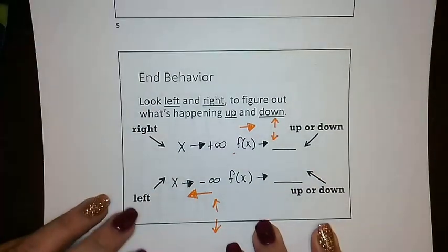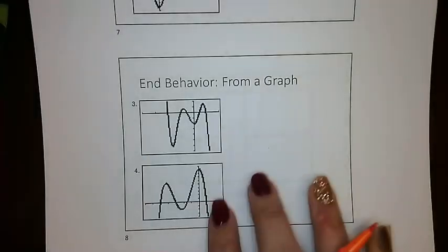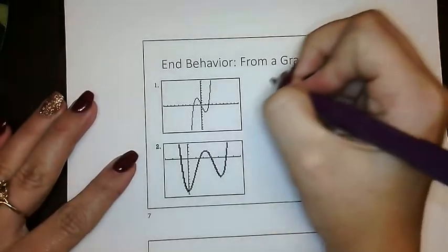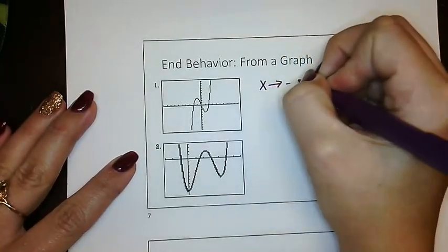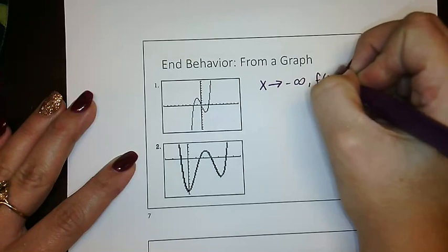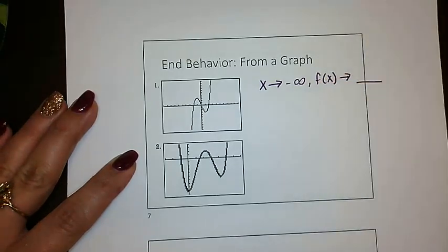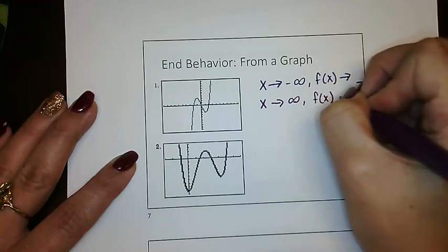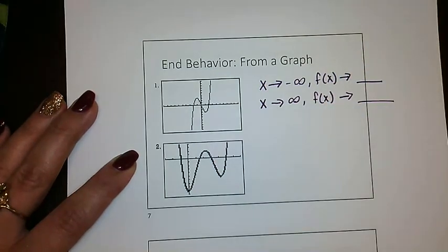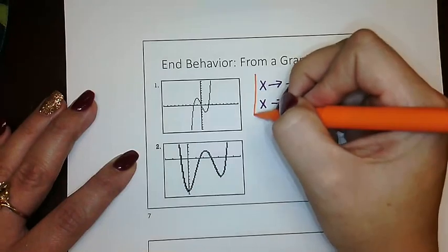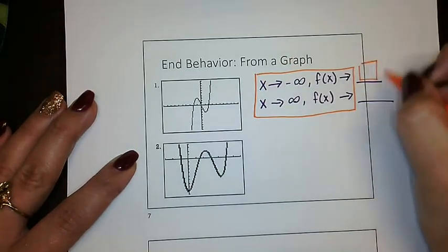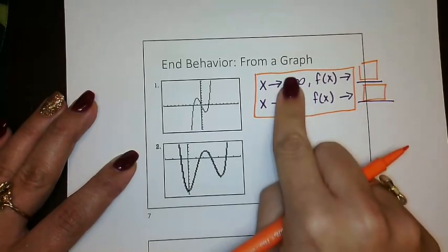So let's look at an example. So I have my first example here. And I'm going to say as x goes towards negative infinity, the function's going where? And as x goes towards positive infinity, the function's going where? So you're going to start out writing this first part every time, because all you're worried about are these answers right here. So this will never change.